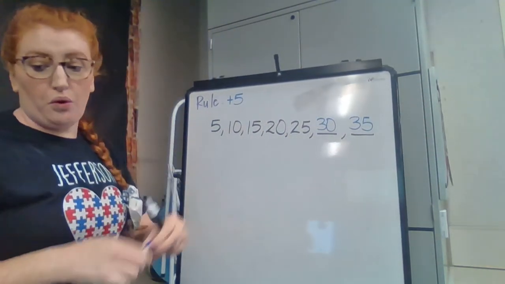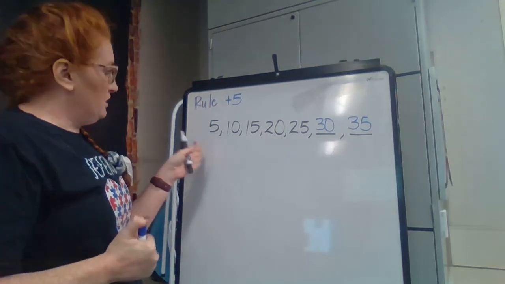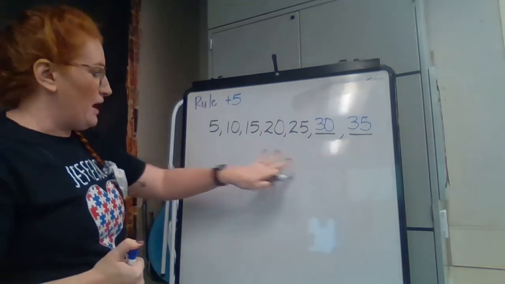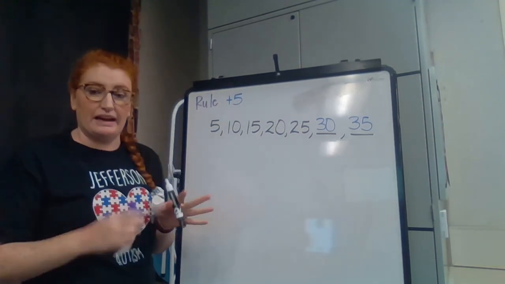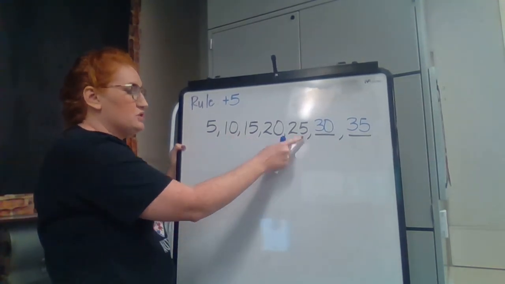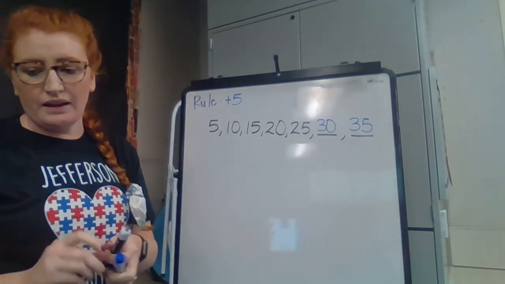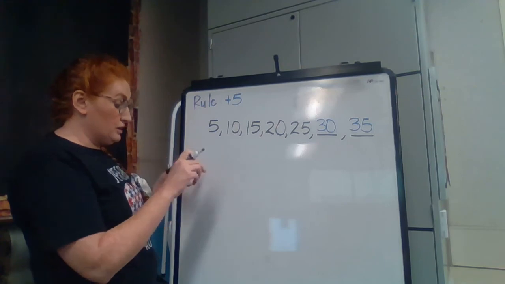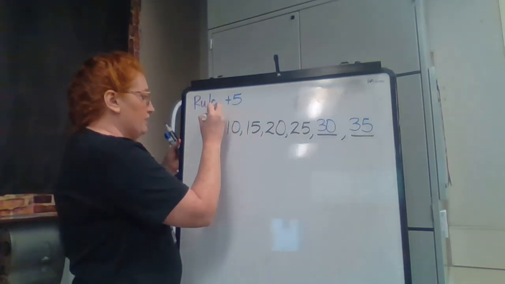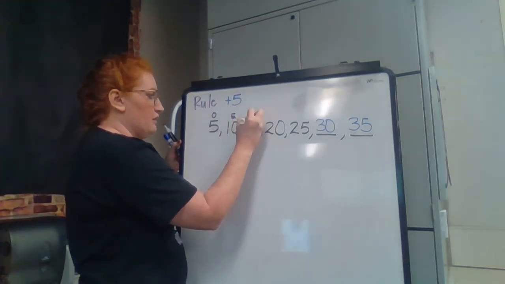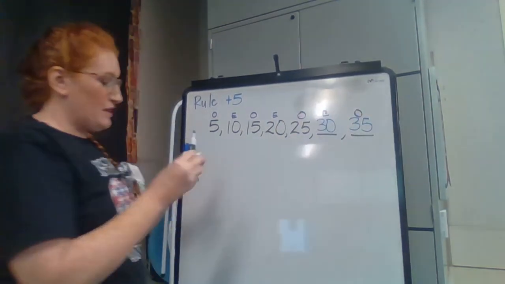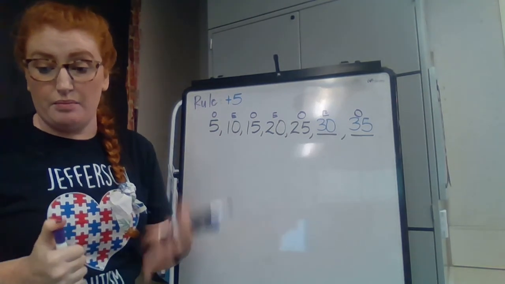Now, if your teacher or myself were going to say, okay, what is our rule? We already figured out it's plus 5, but what is another way that we can describe this pattern? I want us to really look at it for a second and think. What's another way that I can describe this pattern? 5, 10, 15, 20, 25, 30, 35. If you guess that we can look at this pattern as odd and even numbers, and I'm going to use purple for that, you're right. Odd, even, odd, even, odd, even, odd. So that is a second way that we can determine this pattern.